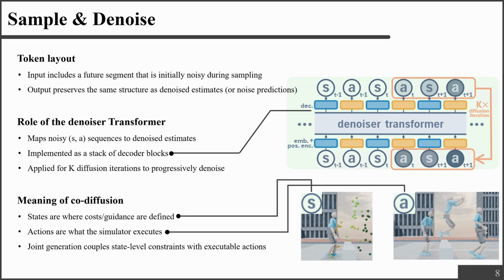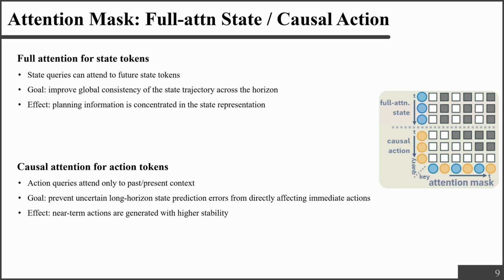The key design choice is that states and actions are generated jointly. This is what allows state space constraints to influence the generated actions within the same sampling process. It's about the attention mask, which is a key mechanism in the method.